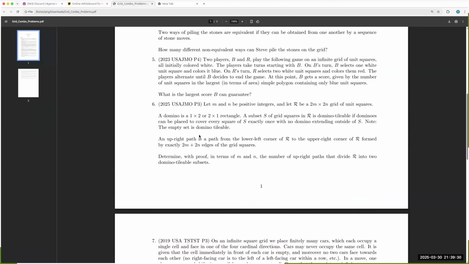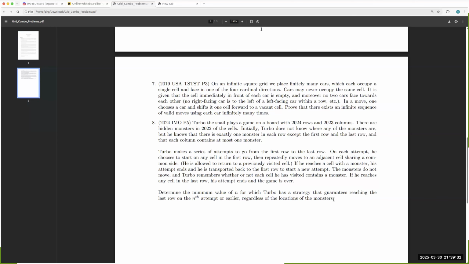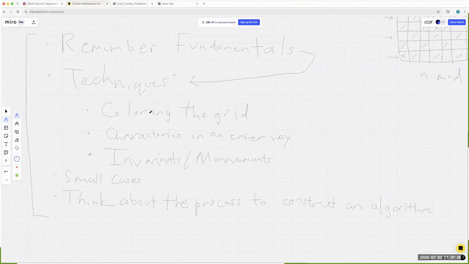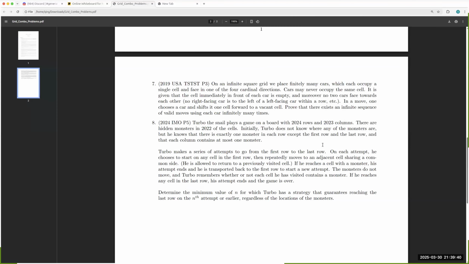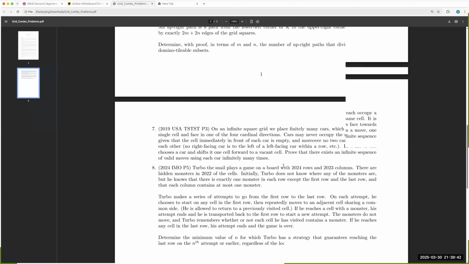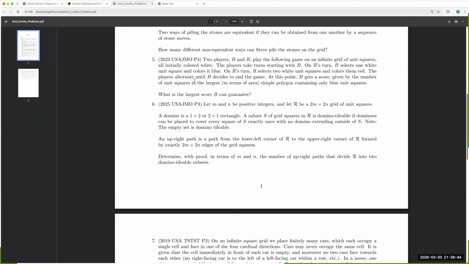So like 5, 6, 7, and 8. They are pretty hard, I would say, but using these techniques, you could probably solve all of them, right? So just take a few hours to look through these problems, give an honest attempt to them, and I could give you hints if you would like. Just DM me on Discord, and we'll do that.